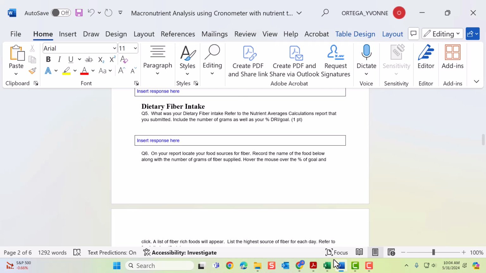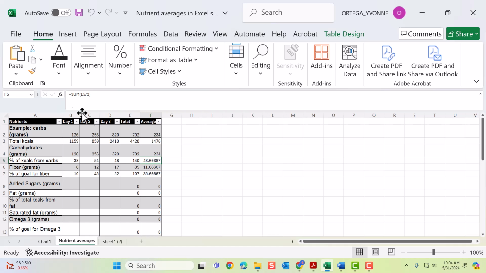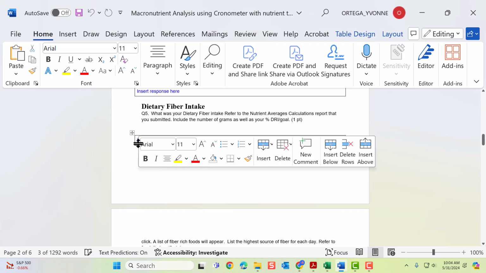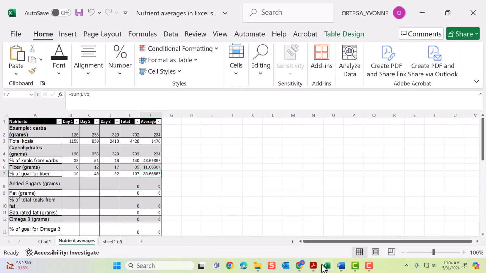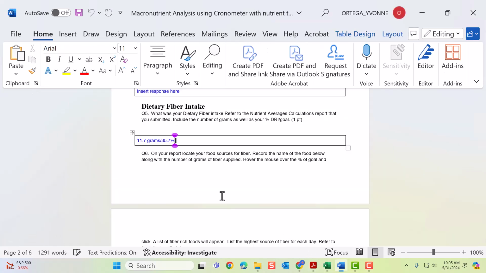So if I go back, we've already calculated these in our nutrient averages. So I would go to fiber. My average was 11.7 grams, and my percent of goal was 35.7%. Make sure you're using units. So I am going to type in 11.67 grams, and it was, I have no memory, I'm going back, 35.7% of goal.